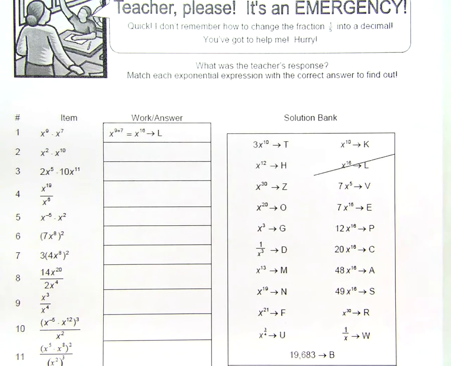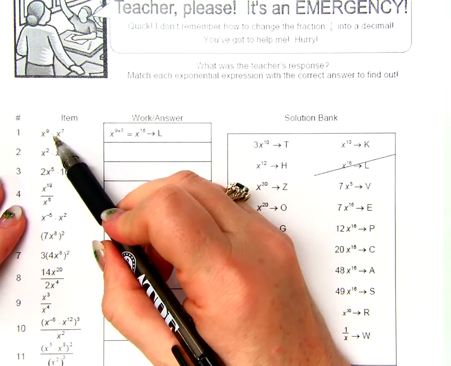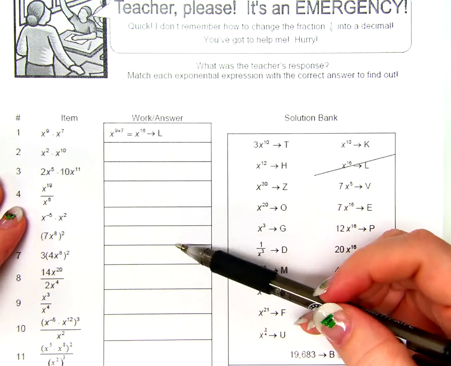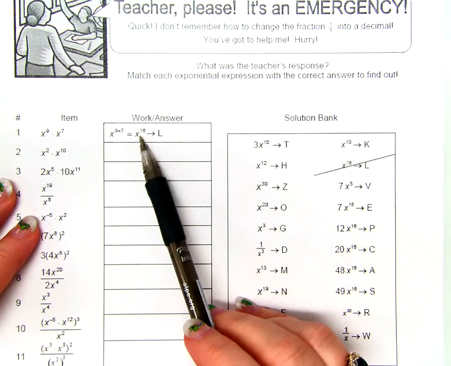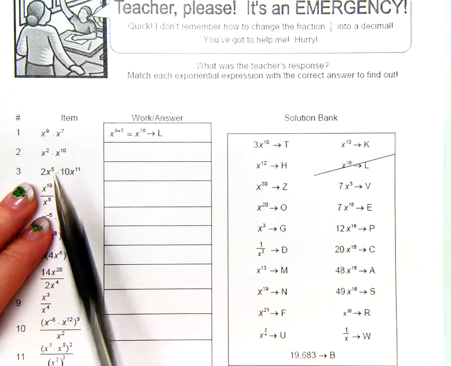So what did you get for number 1? Let's make it really easy to start with. Oh, you got L. Excellent. How did you get L for number 1? Okay, so when you're multiplying like bases, what do you do with the exponents? You add them, right? Okay, what did you get for number 2?